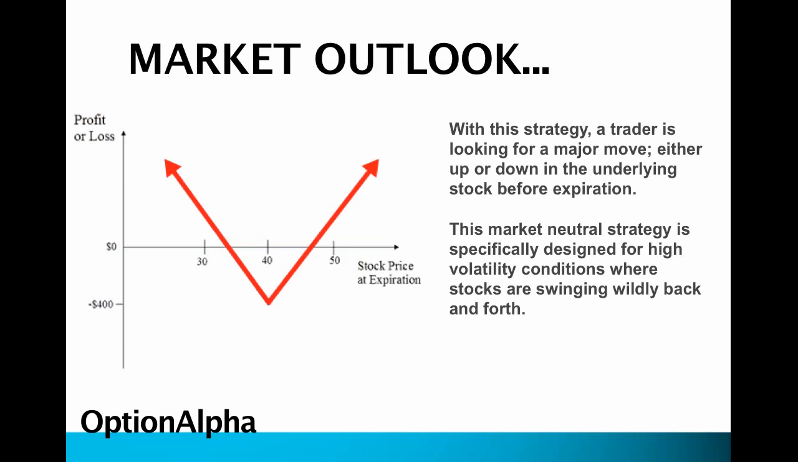The market outlook for this strategy is just really looking for a big move in either direction. So if you're going to trade a long straddle, you really want a huge move. You just don't care which direction it's in. So this is really the ideal market neutral strategy. The stock can go up, it can go down, as long as it just moves and doesn't stay right where it is, then this is a great strategy for you. So again, this is specifically designed for high volatility conditions where stocks are swinging wildly back and forth.